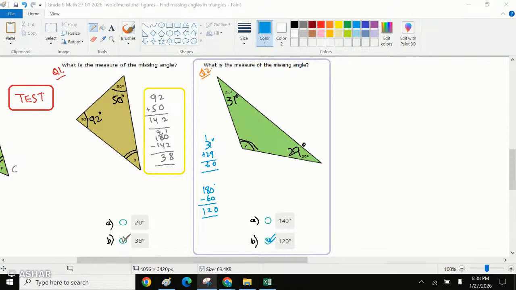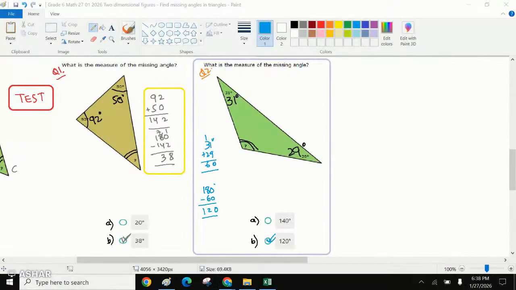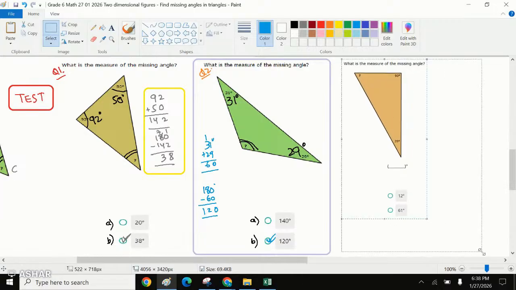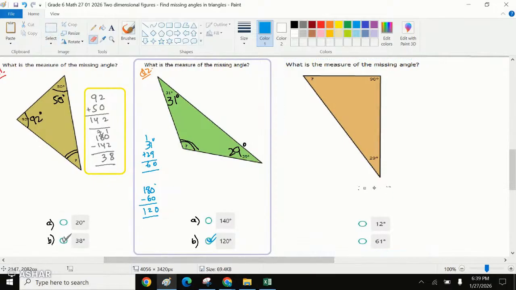For question number 3, they have given us a right angle triangle. When I say the term right angle triangle, we should know that a right angle triangle is a triangle which has one of the angles as 90 degrees, right? It has a 90-degree angle on it. So this was our question number 3. This is the missing angle. This is 90 degrees, and this was 29. Yes, thank you. Option B, 120.